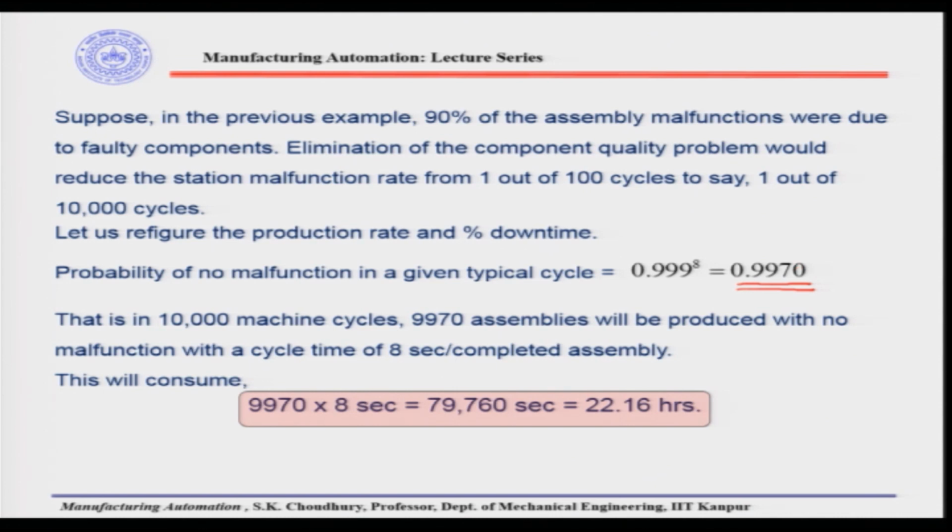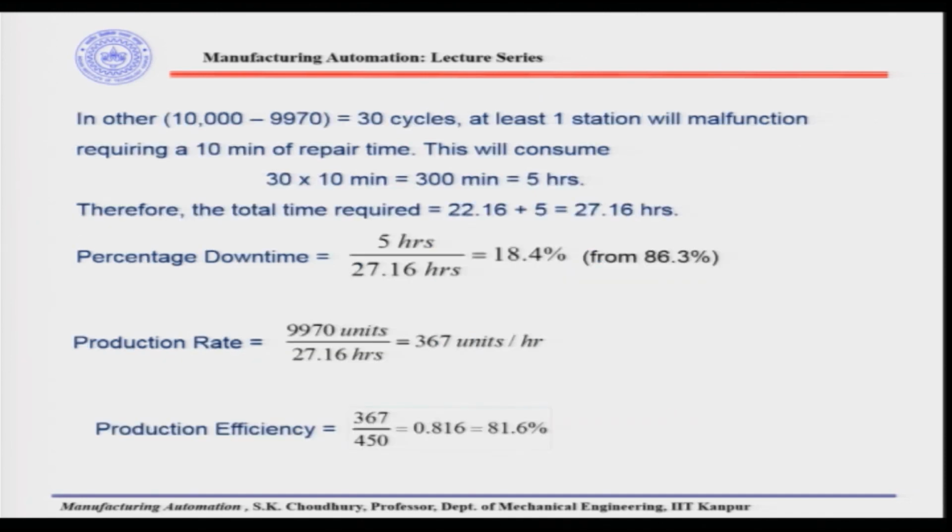Okay. And cycle time is 8 seconds per completed assembly. So, it will take 9970 assemblies times 8 seconds, this is 22.16 hours. So, if we have one malfunction in 10,000 cycles, because we have improved the quality of the parts, we will now have 22.16 hours processing time. What happens with the other?